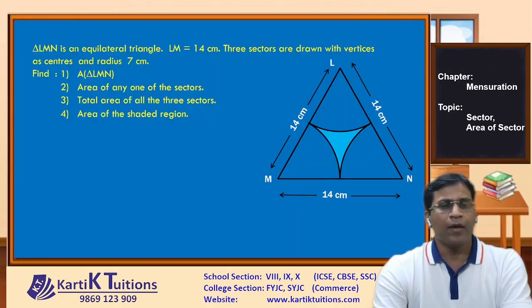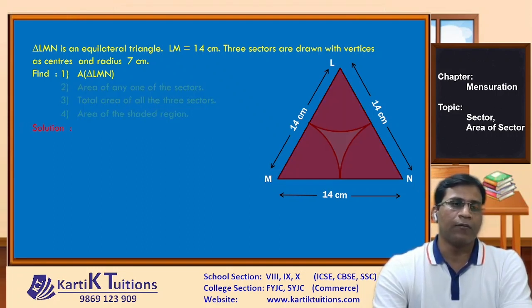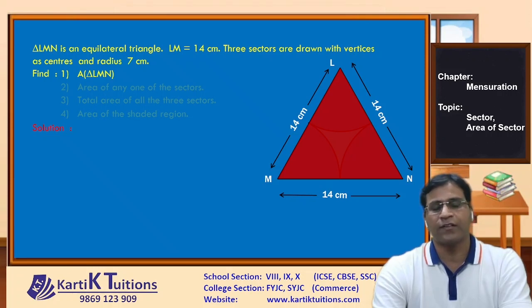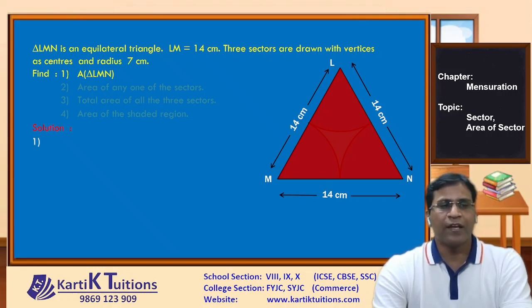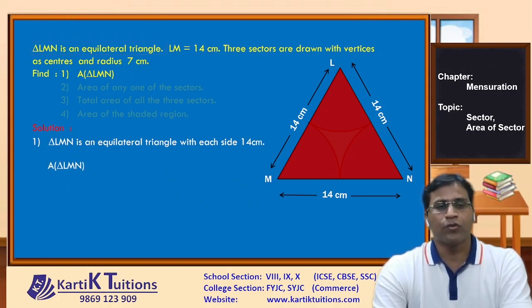Triangle LMN is an equilateral triangle. LM is 14 centimeter. Three sectors are drawn with the vertices as center and the radius 7 centimeter. Find area of triangle LMN. सबसे पहले एक ही पार्ट की बात, कौन से टाइप का ट्राइंगल है, इक्विलेटरल ट्राइंगल. इक्विलेटरल ट्राइंगल की खासियत क्या होती है, ऑल साइड्स आर इक्वल. नाउ फर्स्ट, टू गेट द एरिया ऑफ इक्विलेटरल ट्राइंगल वी शुड नो द फॉर्मूला. व्हाट इज द एरिया ऑफ इक्विलेटरल ट्राइंगल, किसी को याद है क्या? It is root 3 upon 4 into side square.